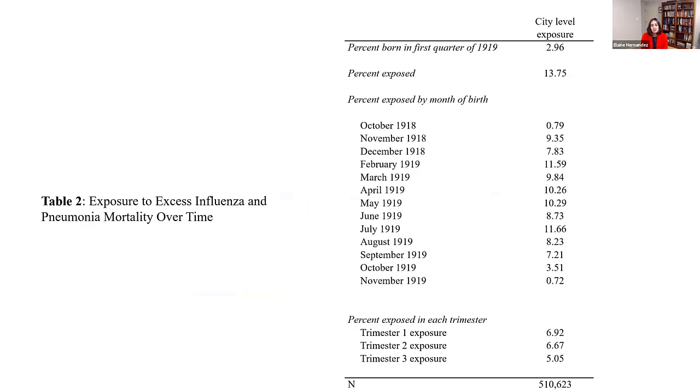Okay. This is just a table to show you who was exposed and when they were exposed. The percent born in the first quarter, this is again the gold standard for what people have done. If we're looking at exposure, we're able to get at this for each month. So you can see how many were exposed overall, and how many were exposed by month. This is again depicting that winter wave from October 1918, and here we're going into even November 1918, and then the percent exposed in each trimester, trimester 1, 2, and 3. So we end up with about 510,000 cases.